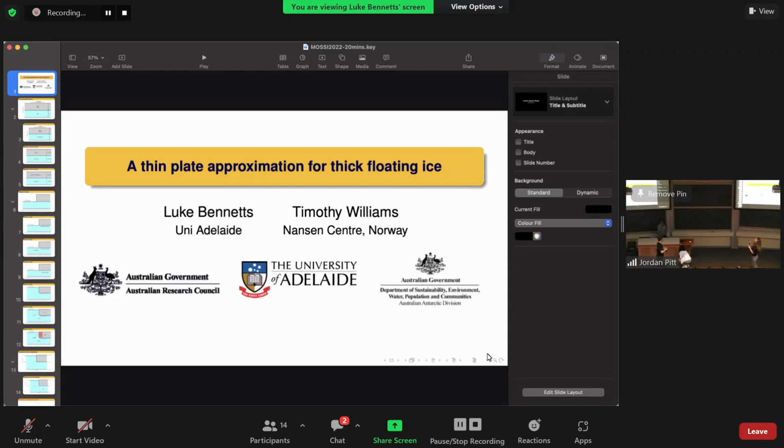Next, we have, look, Bennett is going to talk about a thin plate approximation for fish floating. I do need the mic. Yeah. Chen? Is that the mic? Yes.